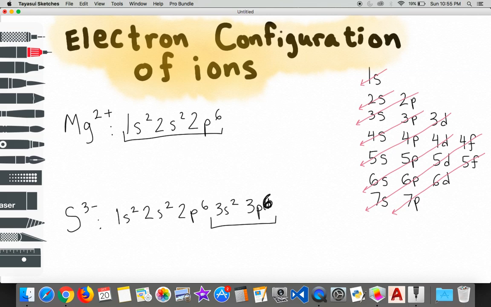So we're going to have to add the next one that comes after the 3p, which is 4s. So then 4s1, just 1 electron. And so we've added 3 more electrons to the sulfur ground state. And that's it.